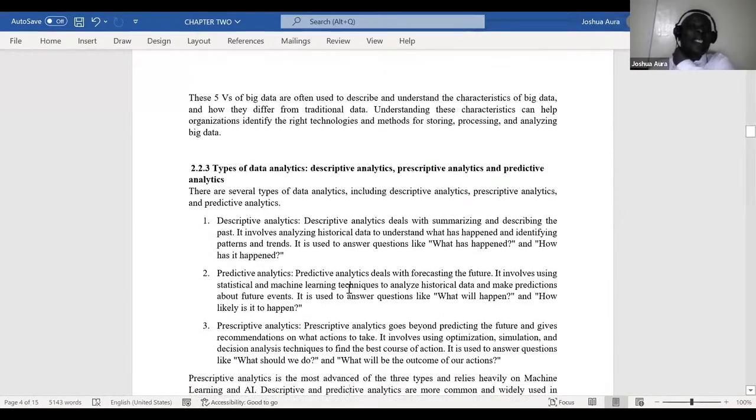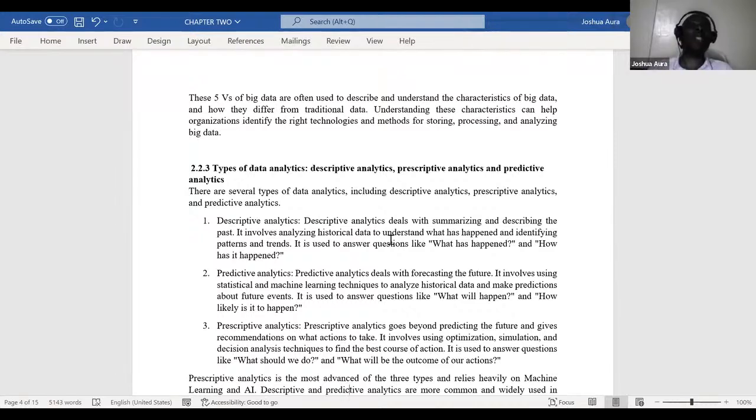Types of data analytics we have, and we described this really, but we must keep on repeating: descriptive analytics, prescriptive analytics, and predictive analytics. There are several types of data analytics, including descriptive, prescriptive, and predictive. Descriptive is what we do in statistics. From the history, we are able to calculate the mean, mode. Descriptive analytics deals with summarizing and describing the past. It involves analyzing historical data to understand what has happened and identifying patterns and trends. It is used to answer questions like what has happened and how has it happened.